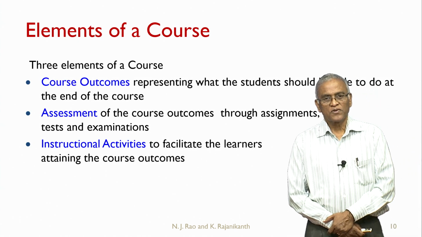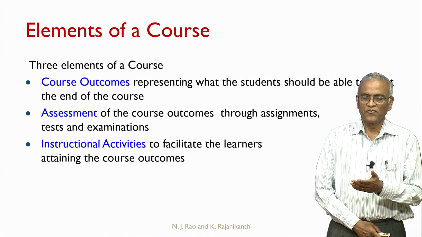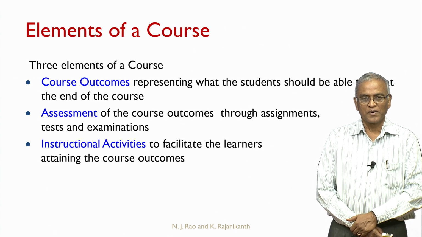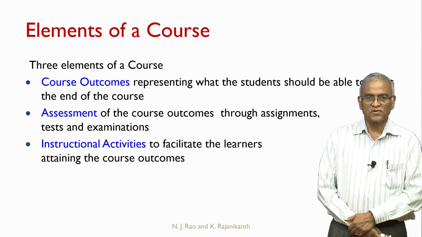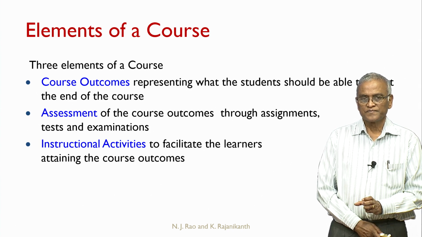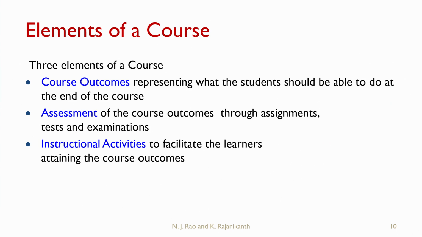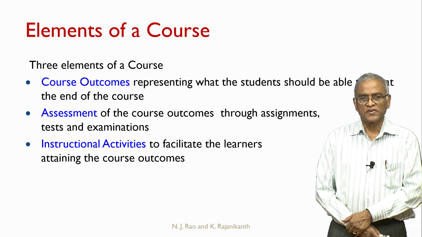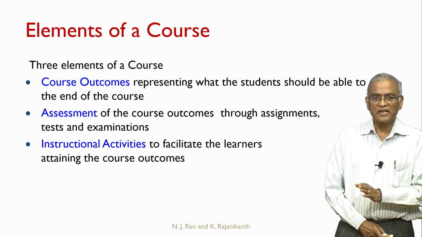What are the elements of a course? We have mentioned earlier, and we are going to mention this repeatedly because of its importance. The 3 elements of a course are course outcomes, representing what the student should be able to do at the end of the course, which you will look at in great detail in the following units; assessment of the course outcomes through assignments, tests and examination; and instructional activities to facilitate the learners attaining these course outcomes.